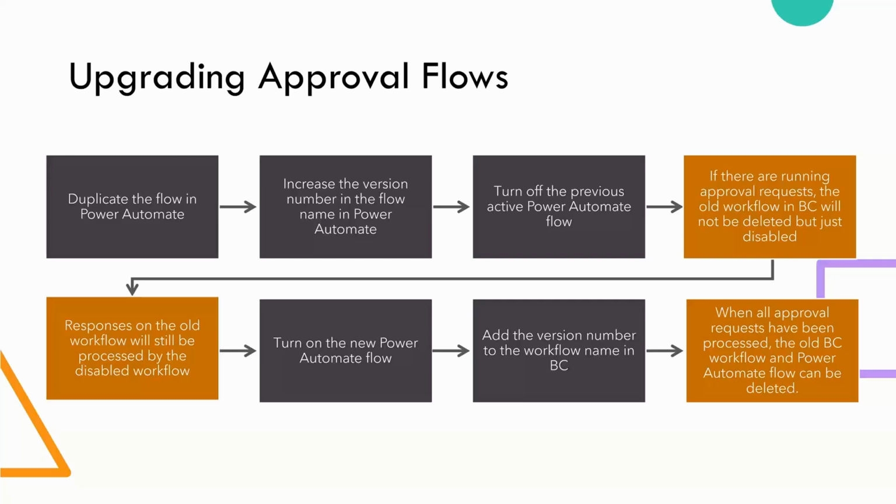When all approval requests have been processed by the old Business Central workflow, the old Power Automate flow can then also be deleted safely. So these are the steps that I take to update an approval flow to a newer version. I would like to end with a few tips because I see that I'm almost at the end of the presentation, or actually the time I got.